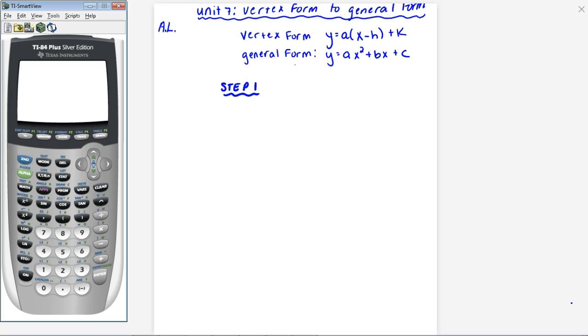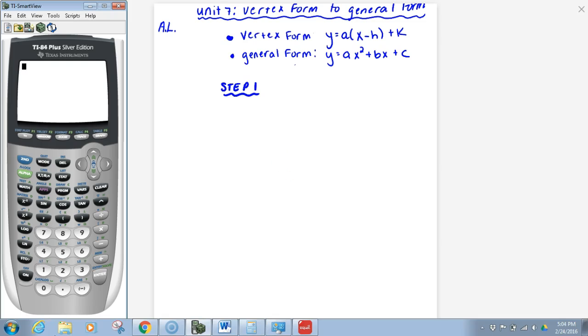Today's exciting notes are changing our vertex form to general form. And I think on the last notes that we took, in fact, I know, I had both of these formulas up here. Vertex form, we should be very, very good at right now. And general form, you should have seen last year, but we're going to take another look at it.